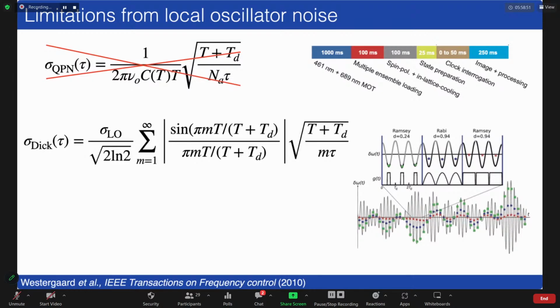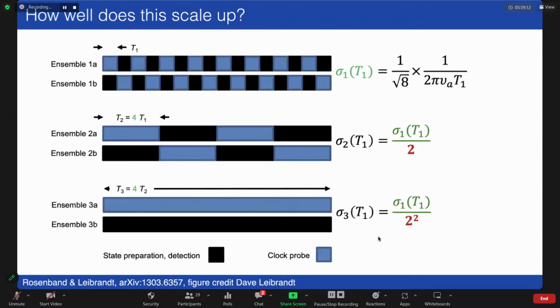But actually, I believe we can still achieve exponential scaling with atom number, but with a hit of a constant factor, basically. So we can't do as well as that Leibrandt and Rosenband paper that I was showing you indicated, but we believe, though we haven't proven this and I think it's really an open question, we can still get something like an exponential scaling with the number of ensembles, which then also corresponds to an exponential scaling with the number of atoms.